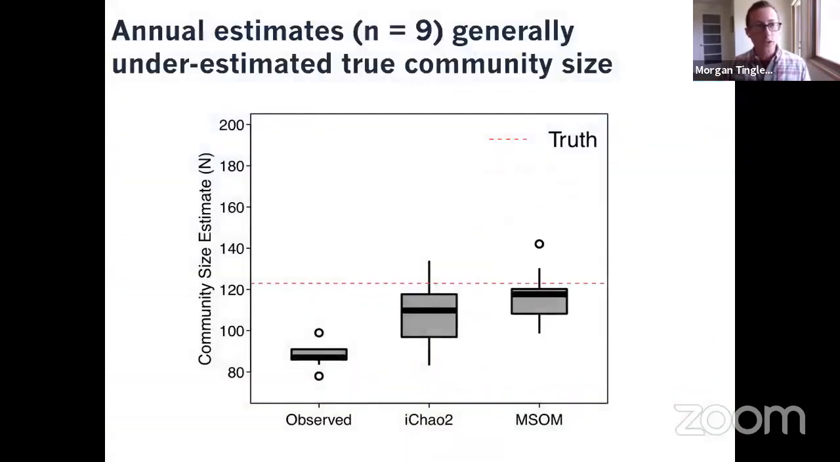We use those individual years as replicates, and this is a box plot of the estimates from each of those 9 years, either for the naive data using iChao2 or for multi-species occupancy models. You can see, of course, that iChao2 and multi-species occupancy models get much closer to the true community size of 123 species compared to the observed single-year estimates of the community size.